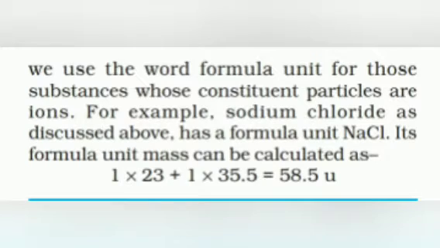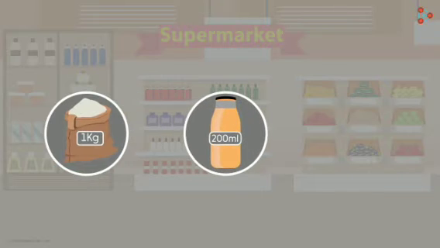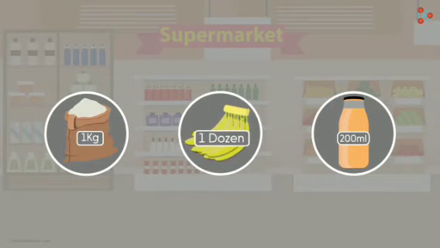Let us move to the market. We always buy things using standard values. In other words, we always take 1 kilogram of rice or 200 milliliters of fruit juice. Fruits are sometimes counted using the unit dozen. 1 dozen means 12 of something. These are terms used in everyday life.